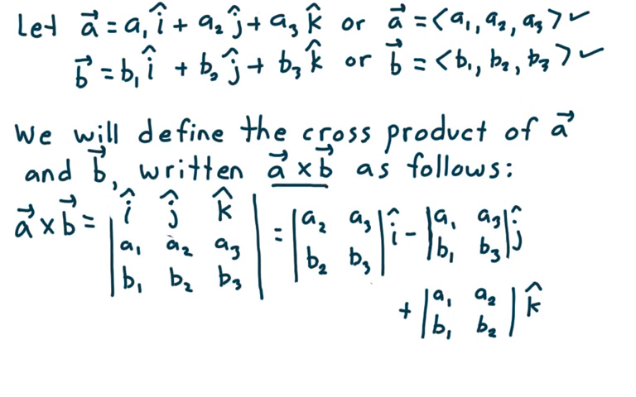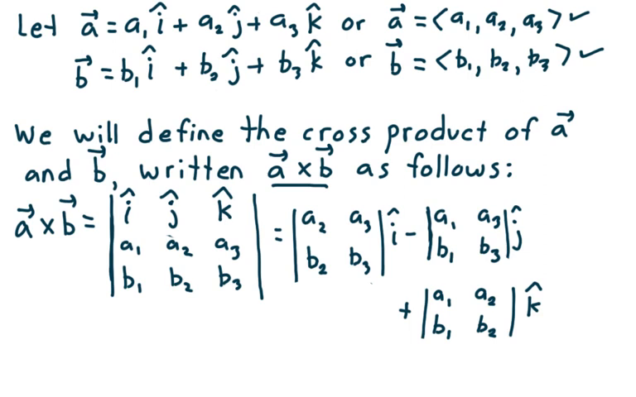So A cross B is going to be, in determinant notation, I should say, the first row will contain the vectors i, j, and k. Those are the basis vectors for R3. Okay? The second row will contain the components of A. So in other words, the second row will be A1, A2, A3. The third row will be B1, B2, B3.